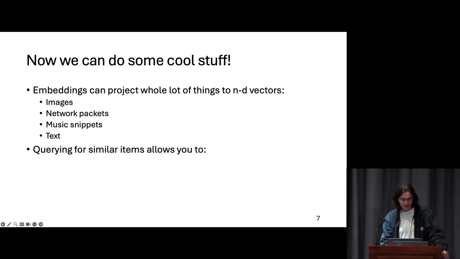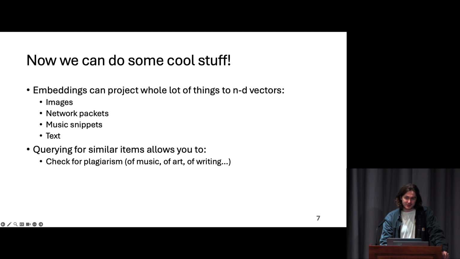So if we can project a whole lot of things to these ND vectors, so images, network packets, whatever, music snippets and text, what this allows us to do is query for similar items. And there's a whole lot of use cases that that's good for. It's like checking for plagiarism, maybe the most clear example.